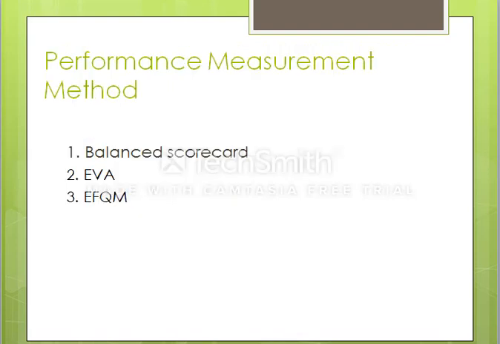Now, performance measurement methods. Under this, there are three categories. The first one is balanced scorecard. The second one is EVA. The third one is EFQM. We have already discussed these three methods in our second unit when we were discussing the different models. Here we have to discuss the same models: balanced scorecard, EVA and EFQM. In case you get the question in the final exam, then you have to write the same models, because these models are used for performance measurement methods. It is my request to all the students that they can apply the same models here for performance measurement.